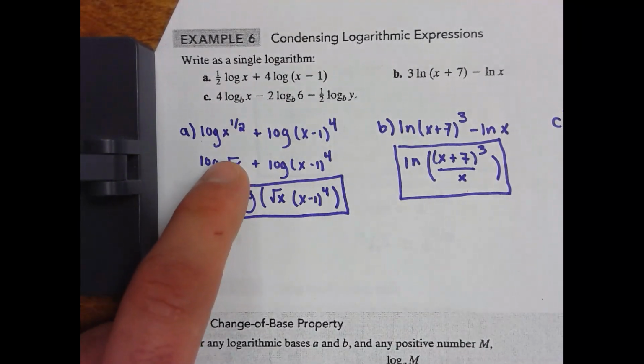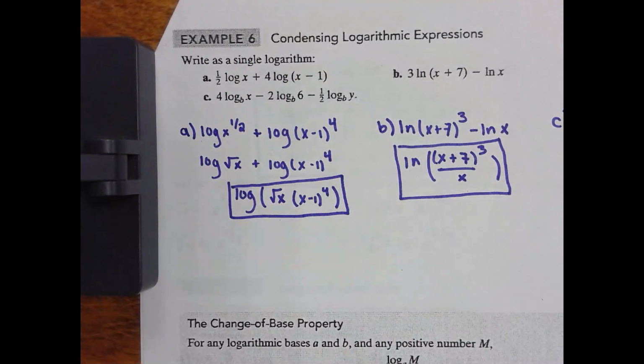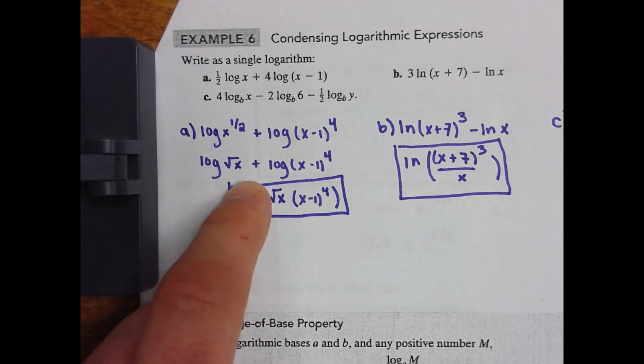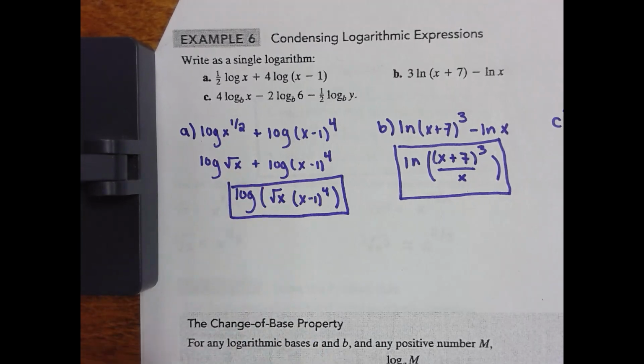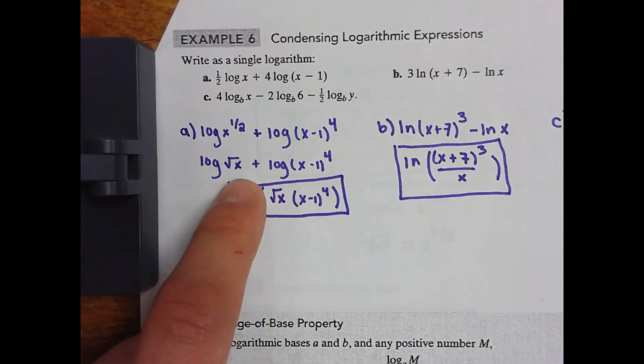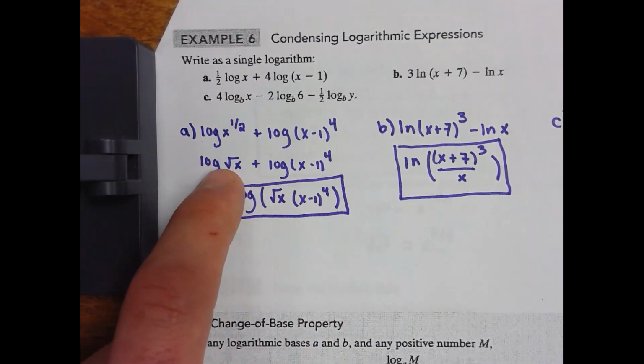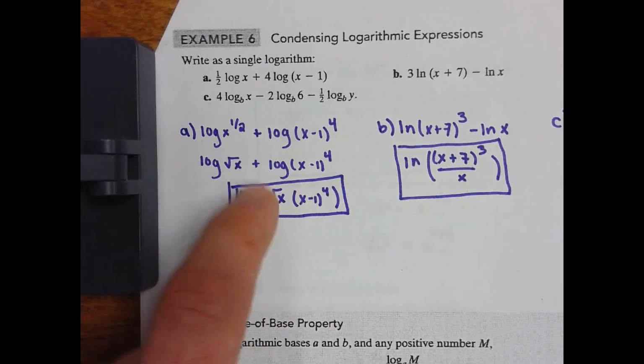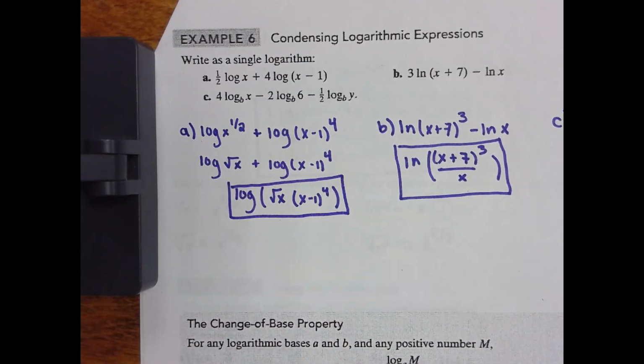Then I'm like, okay, can I rewrite any of those exponents as a different term? Well, x to the 1/2 is the same thing as the square root of x. And that's all that I did there, which then allowed me to see that the last thing I'm going to do is take the 2 logs, since they're being added, combine them, and multiply what I'm taking the logs of. So it's log of root x times x minus 1 to the power of 4. Nothing more that we can do there. Okay, that is completely simplified and condensed down.